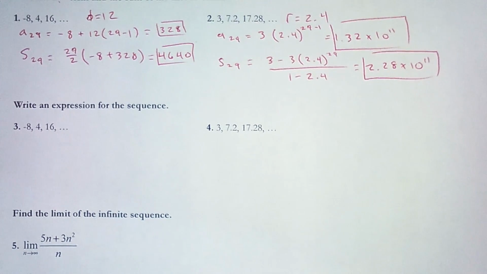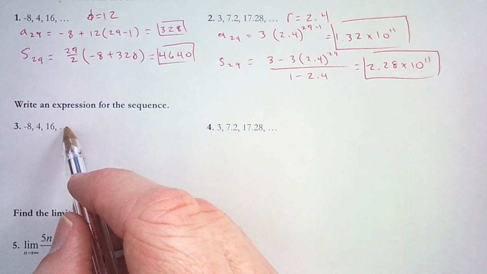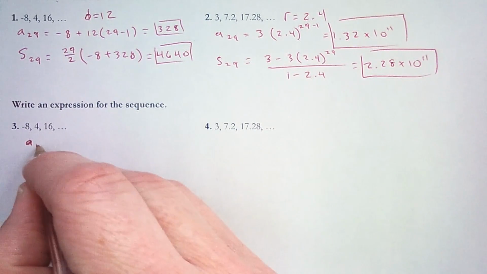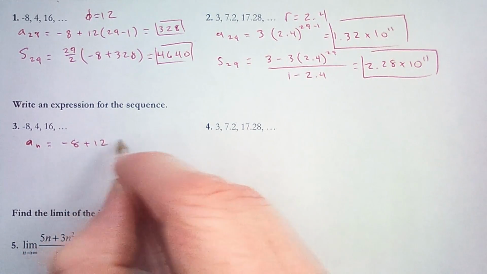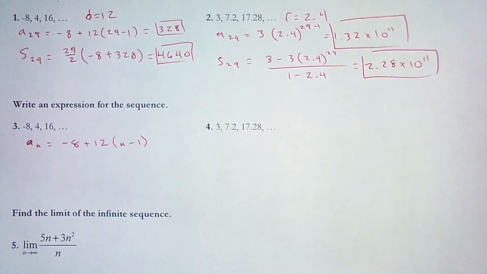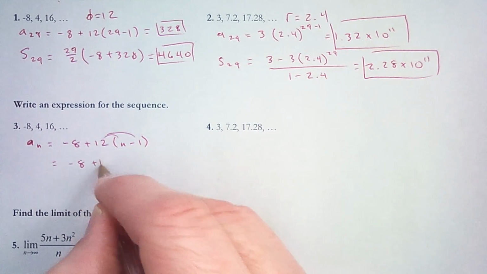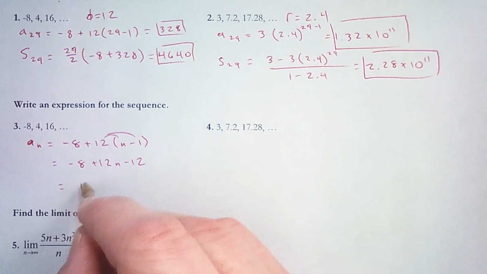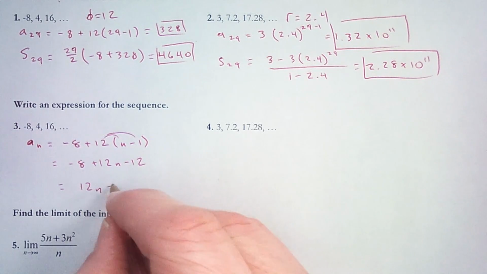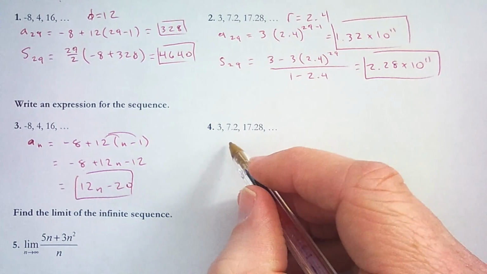Next, we will write an expression for a sequence. So we have the same sequences here. So for the expression for this arithmetic sequence, a sub n equals the first term plus the common difference times n minus 1. And I can distribute that 12, so I get negative 8 plus 12n minus 12. So that's 12n, and then negative 8 minus 12 is negative 20.